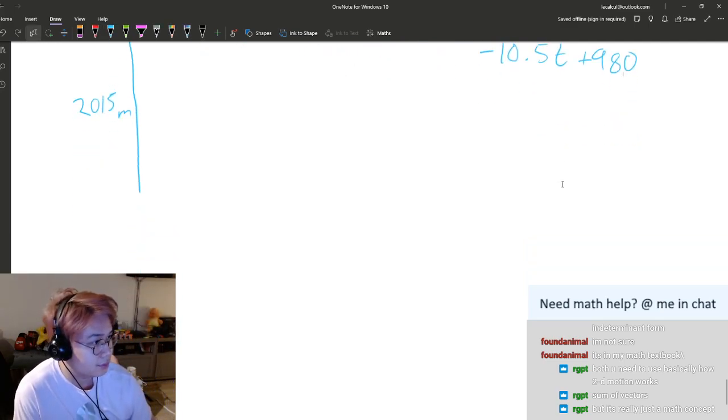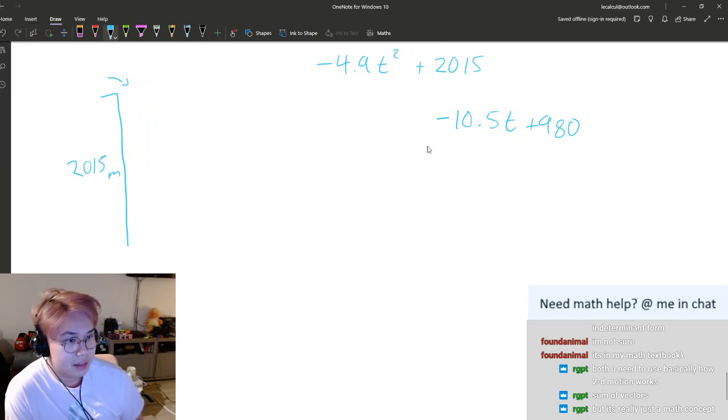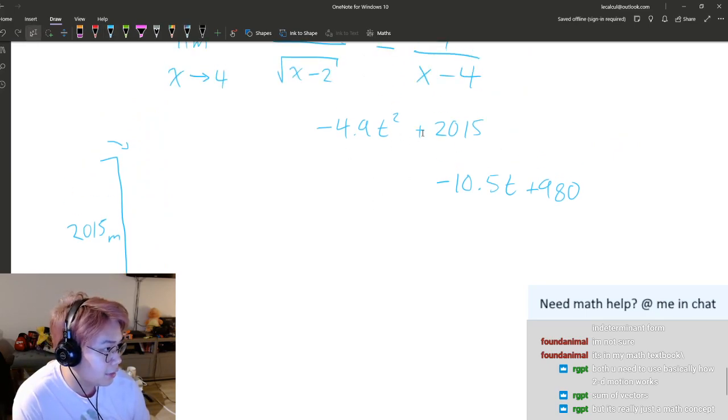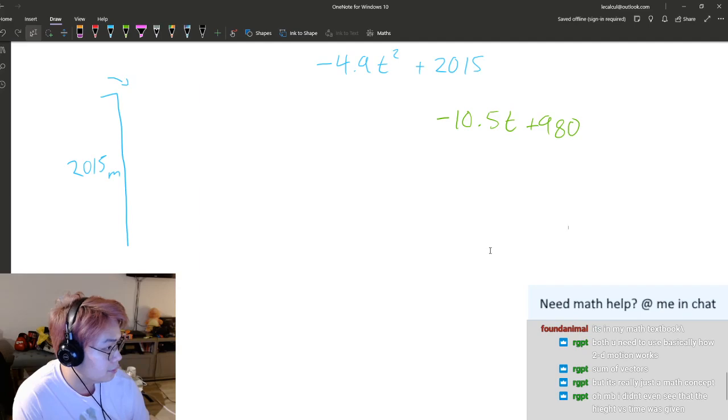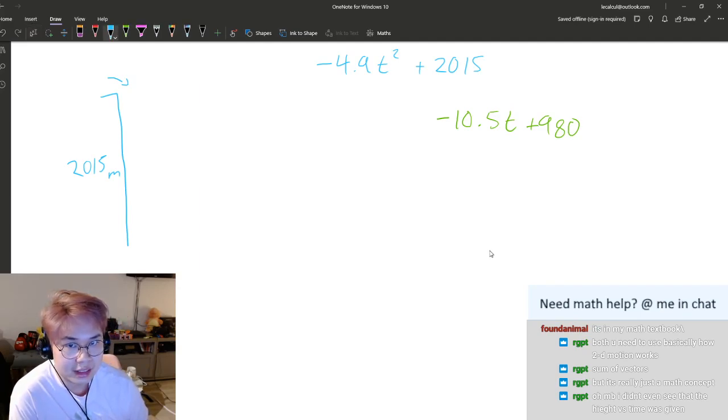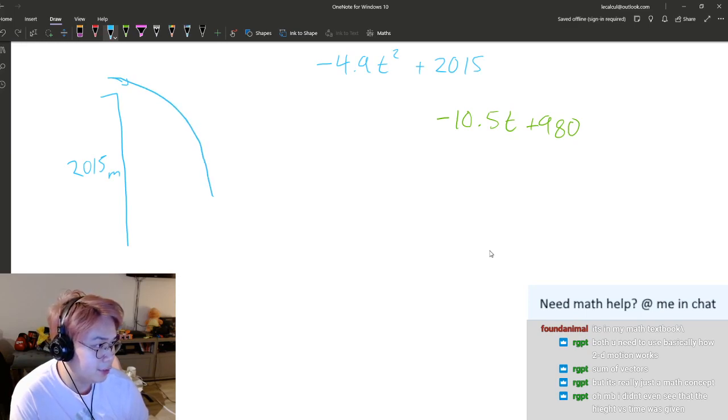Okay, so you have two equations here, and you should generally know the shape of each one. This one's a parabola, this one is linear. The parabola opens downward, and this one has a negative slope. I'm going to change to a different color. So you ski off the slope in the shape of a parabola, and if you keep going and don't open your parachute, you're going to hit the ground here. And if you do open your parachute, you have this graph.